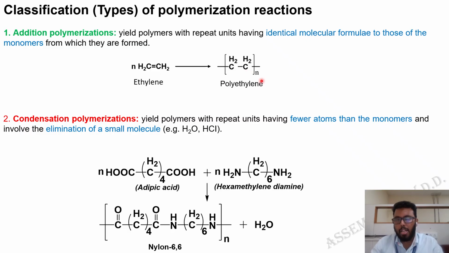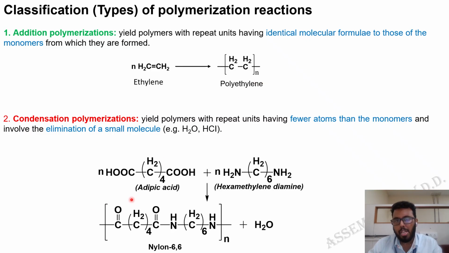What does it mean? No additional molecules are removed. They just add together. One ethylene will attach with the other, so the chain will grow on the right side and the chain will grow on the left side. So you will get polyethylene.